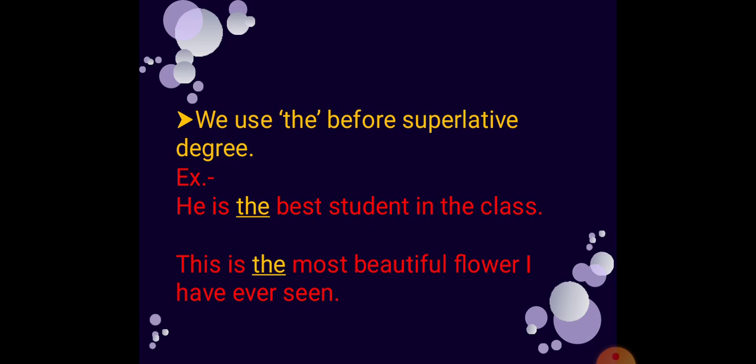We use the before the superlative degree also. See the example. He is the best student in the class. So best is the superlative degree of good. So we have used the before this. Next example is, this is the most beautiful flower I have ever seen. In this also, most beautiful is the superlative degree of beautiful. So we used the here.